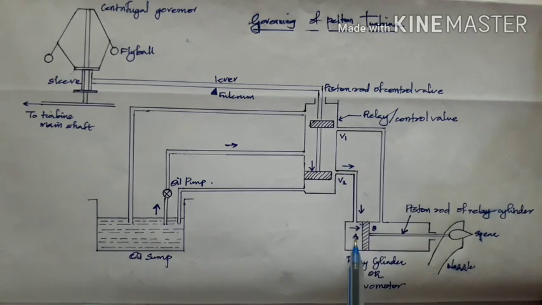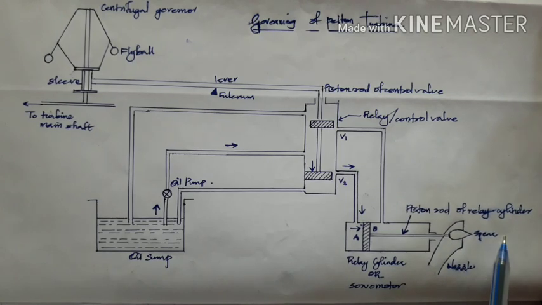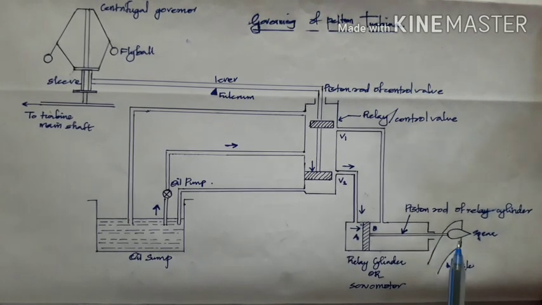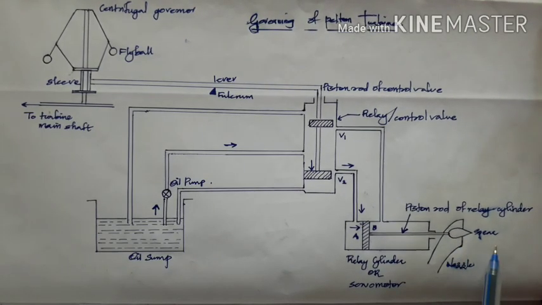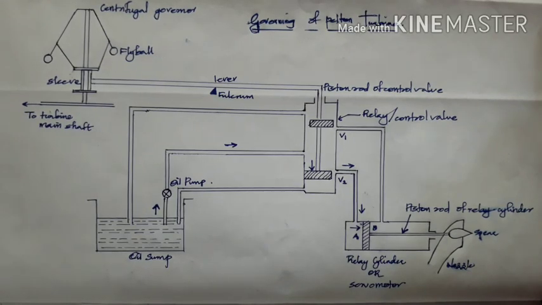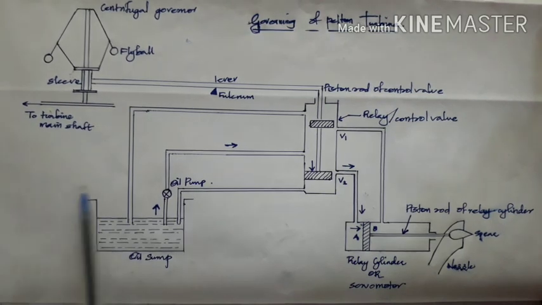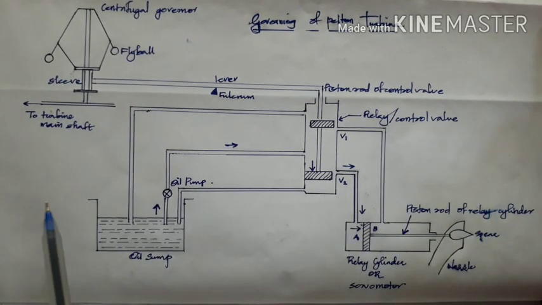So what happens is the piston will move towards the right, that is the spearhead moves out, so the area of water will get reduced. So the water supply to the turbine is reduced, which in turn reduces the speed of the turbine to a normal speed. So in that case, the speed of the turbine is now maintained.